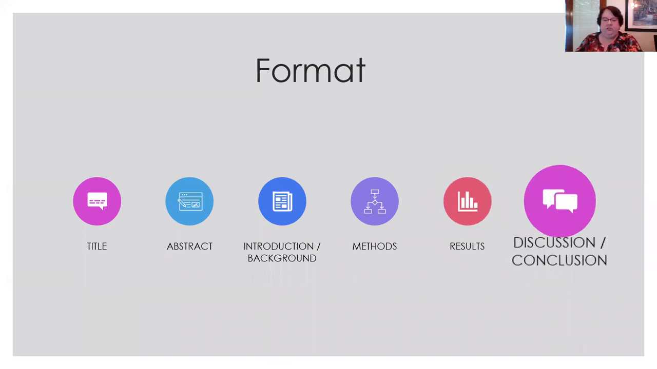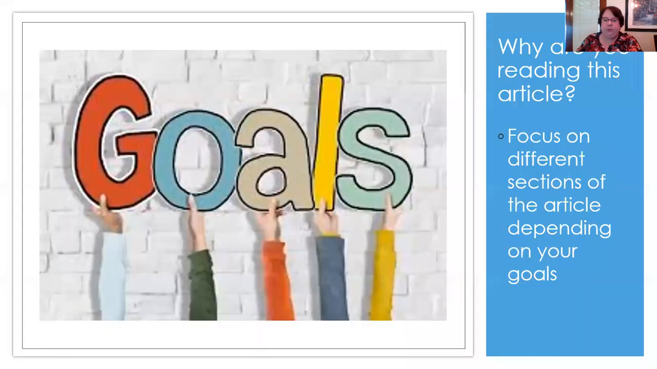And finally, there's the discussion and conclusion section. Some journals have this as a single section. Some journals divide this up into two separate sections. In this section, you'll find the author's interpretations of their findings. It generally is a summary statement. They place their research findings within the body of literature. They tell you why the findings are important, and they tell you the strengths and the limitations of the study and maybe suggestions for future research. The discussion section often ends with a final take-home point that the authors want you to take away with you.